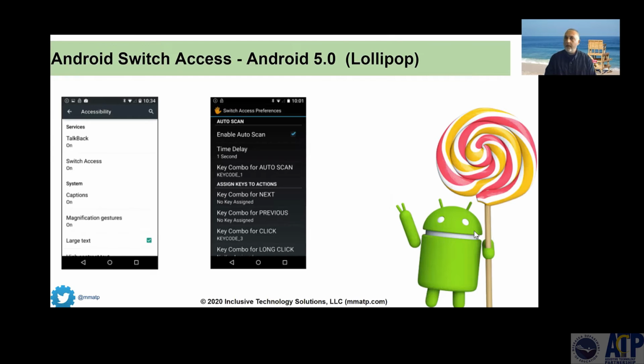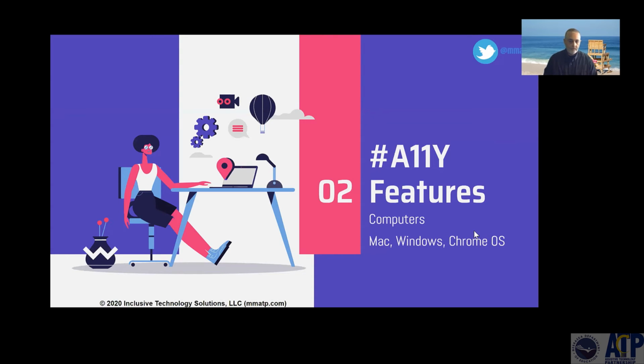So if you go into the settings of your Android device, look under About, or whatever they might call it, and see: are they running at least Android 5.0? If you are, then you'll have switch access. If the device is running an earlier version of the operating system, you will not have switch access. All right, so those were our mobile devices.